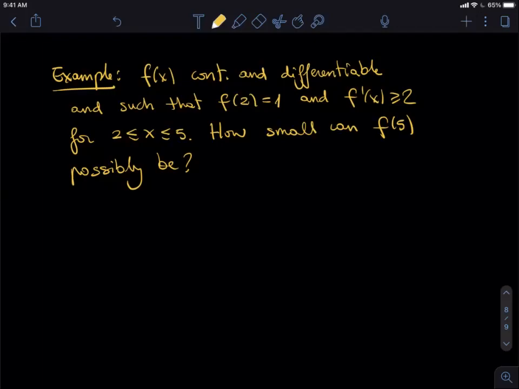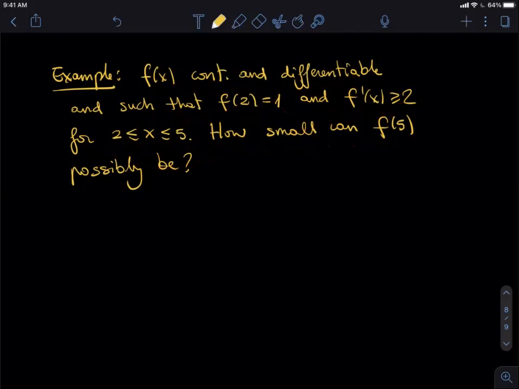A different type of question. Let's say we have a function f that is continuous and differentiable, and such that f of 2 equals 1, and f prime of x is bigger or equal than 2 for x between 2 and 5, the endpoints included. How small can f of 5 possibly be?